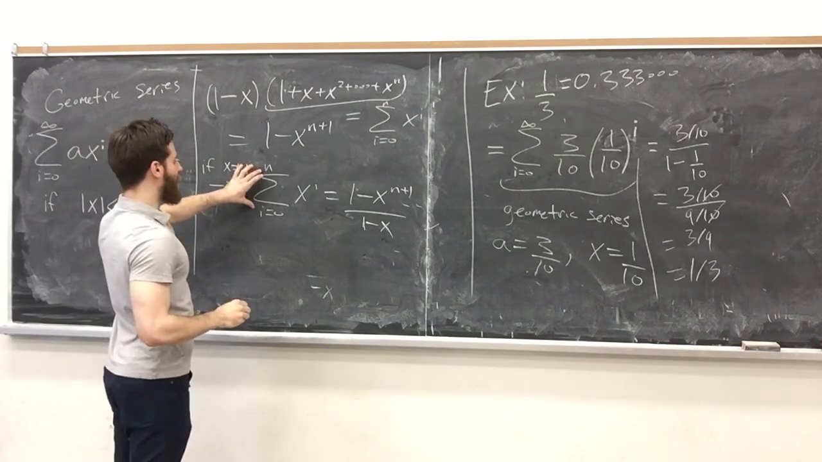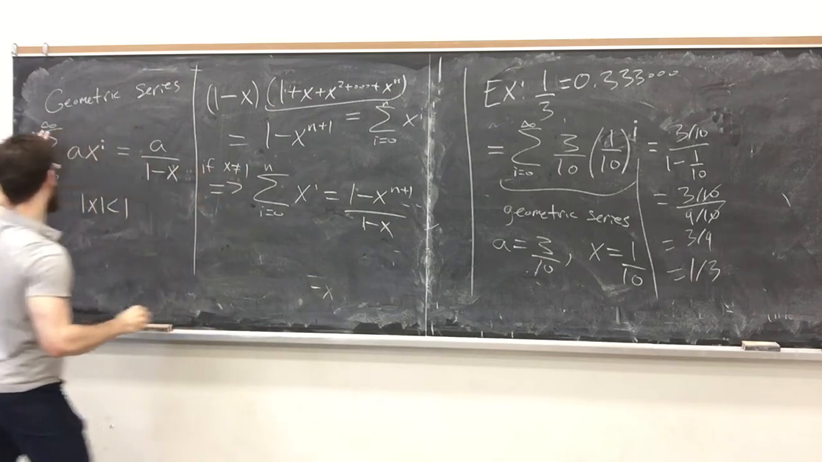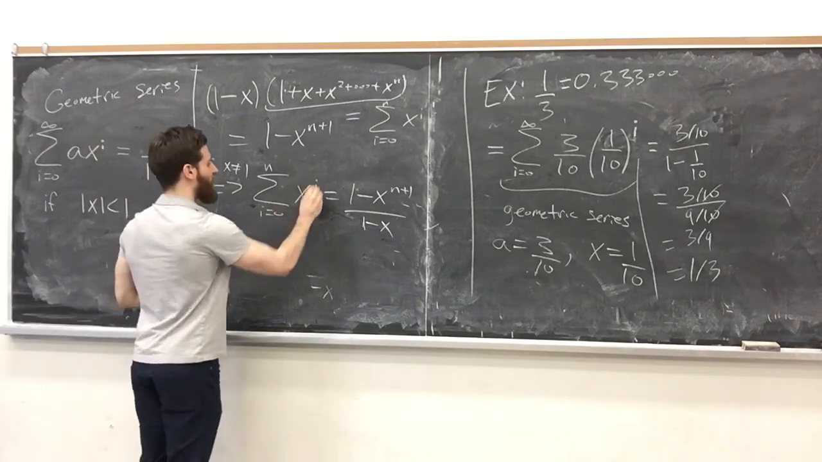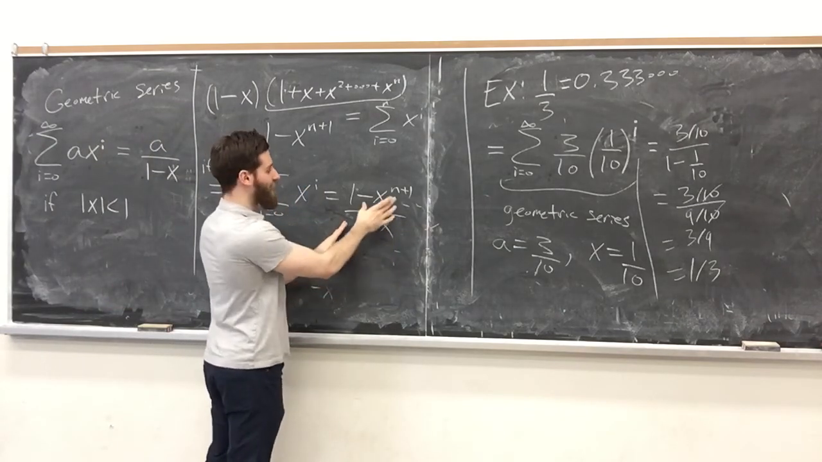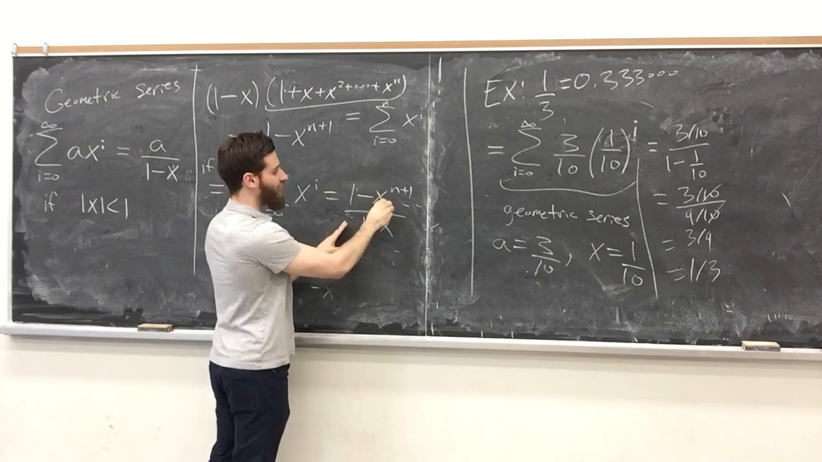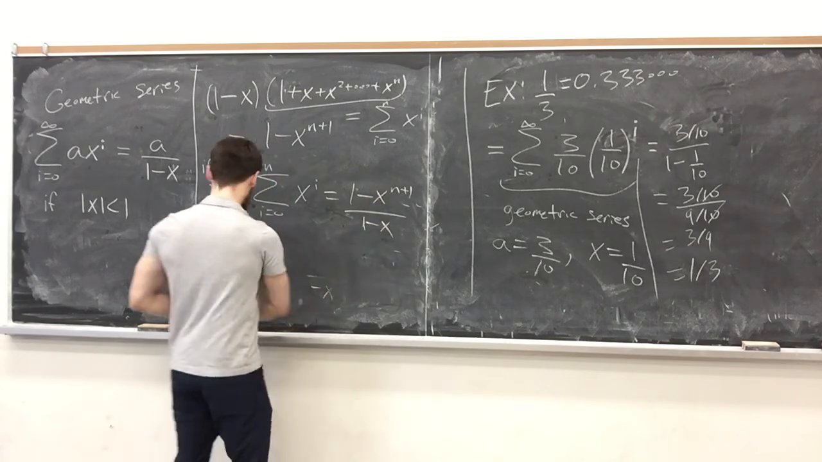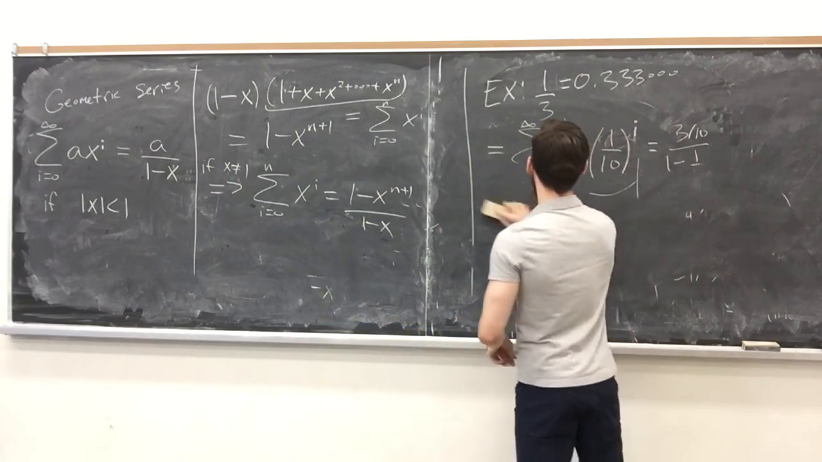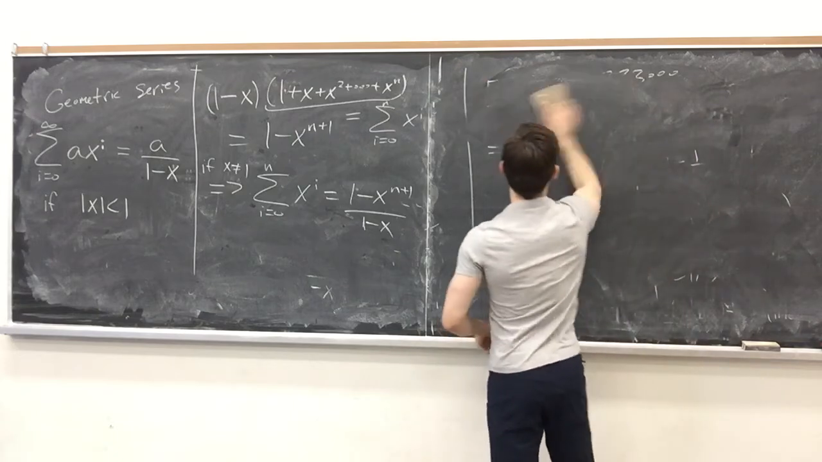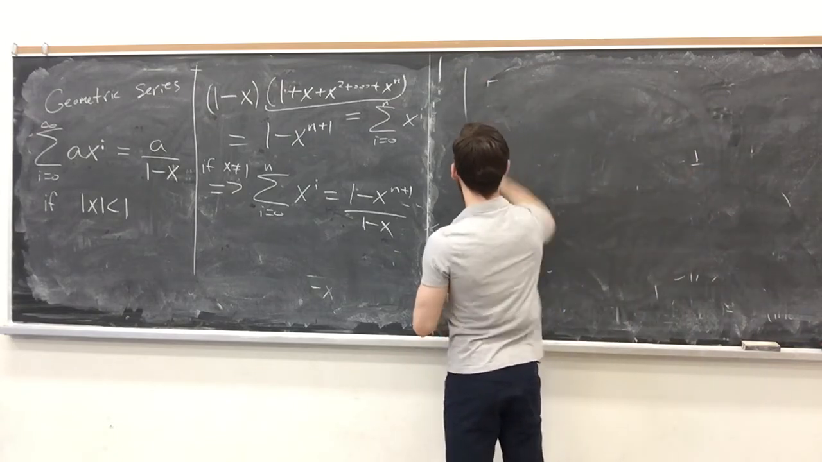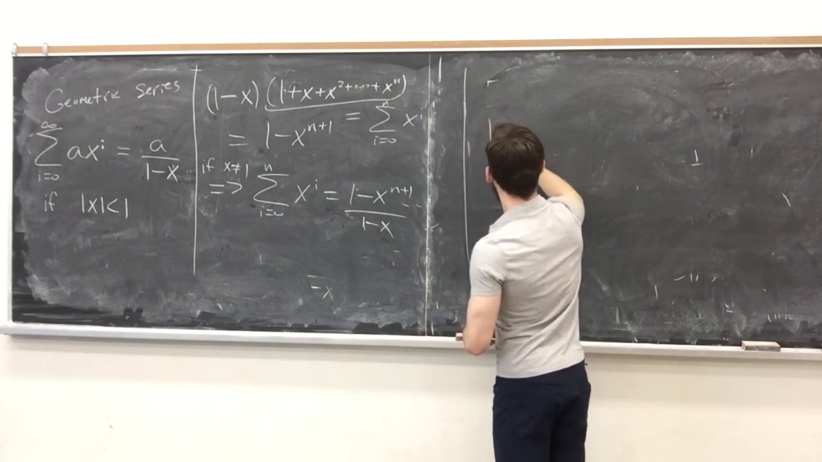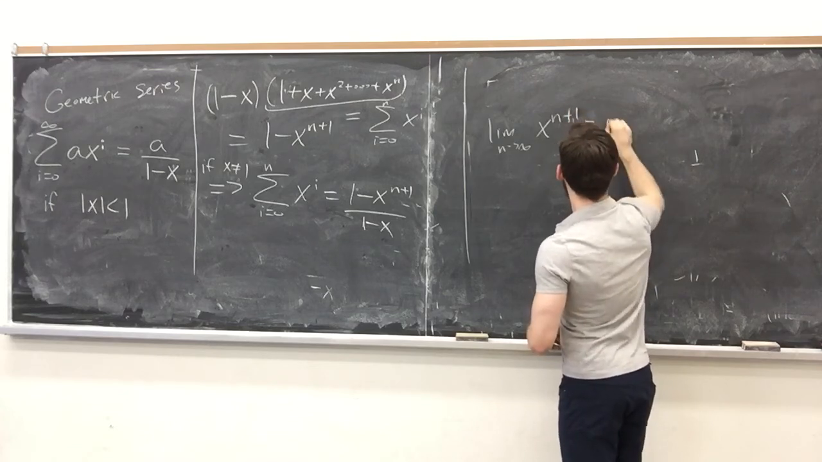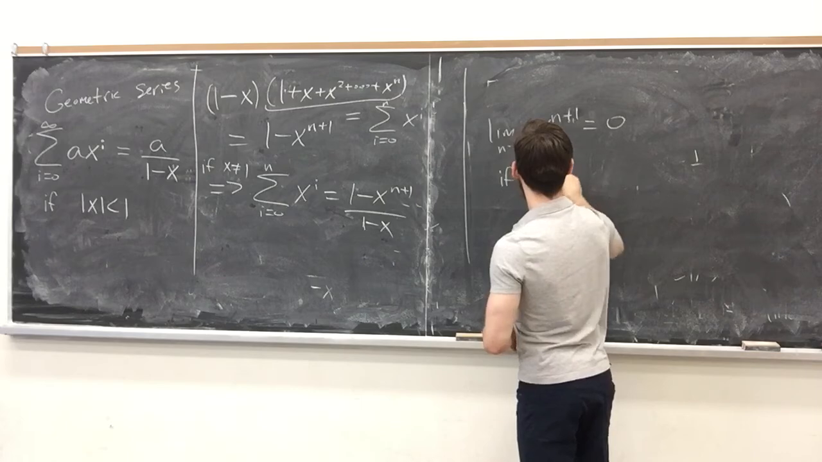Now, we want to take the limit of this as n goes to infinity to get the special case of this formula where a is equal to 1. In order to do this, if we look at the right side, we see that we need x to the n plus 1 to converge as n goes to infinity. Now, x to the n plus 1 will only converge if the absolute value of x is less than 1. So the limit as n goes to infinity of x to the n plus 1 is equal to 0 if the absolute value of x is less than 1.